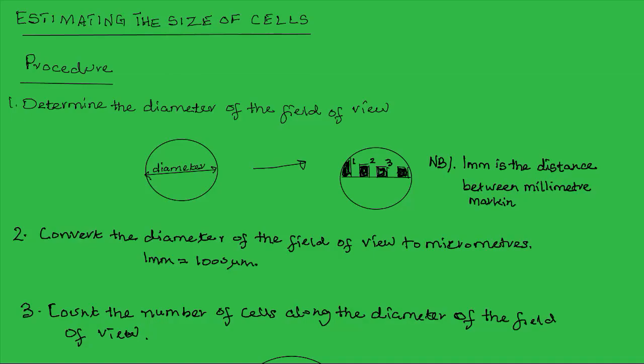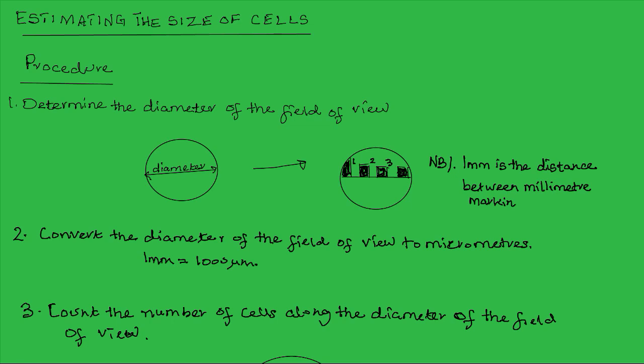Now, having observed the cells using both the light microscope and the electron microscope, let us see how we can estimate the size of these cells. This can be done in the laboratory using a light microscope. Prior to that, a temporary slide will be prepared having the cells. For convenience, plant tissues are much easier to prepare and use compared to animal tissues.